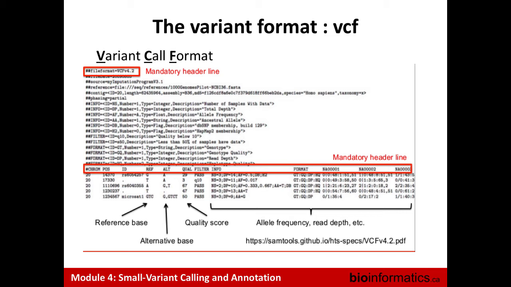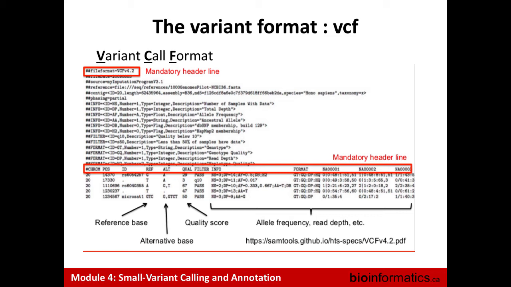Here, when you have the double pound sign, it's really to describe the format. So you've got which reference, and you've got info that corresponds to that field. All this info will be okay. NS here means number of samples with data. DP means total depth. So you've got all this information where you are able to track back from the header.